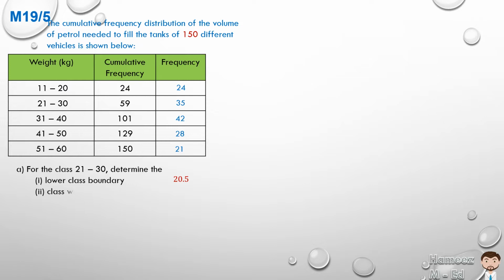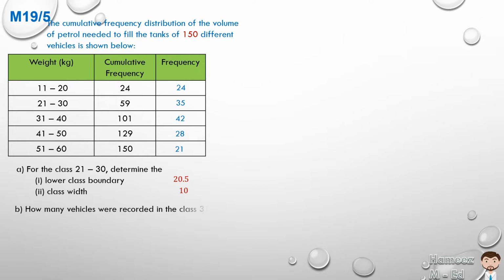And the class width, there are a couple of ways to work it. One way would be just going vertically downwards and seeing how much the number is being increased. For 11, you need to add 10 to get 21, and add 10 again to get 31, and so forth. Similarly, for the upper limit, 20, you need to add 10 to get 30, add 10, 40. So the class width is 10.